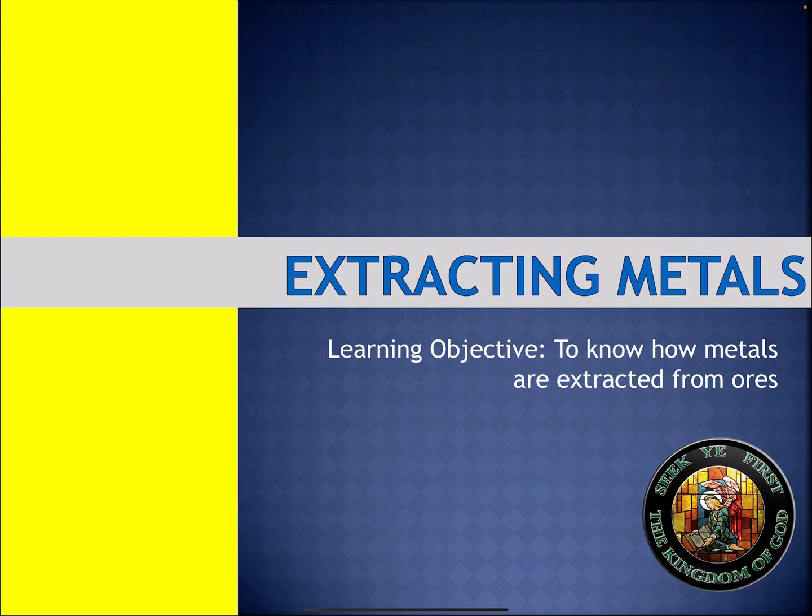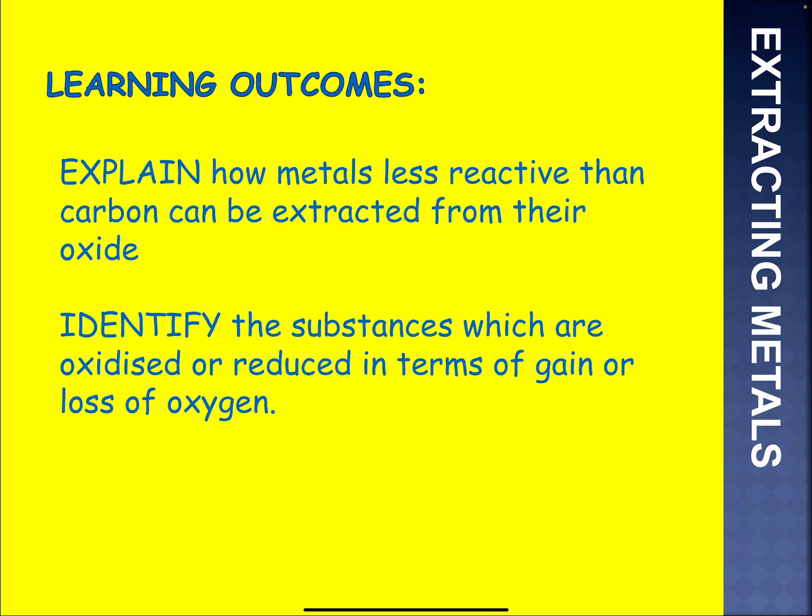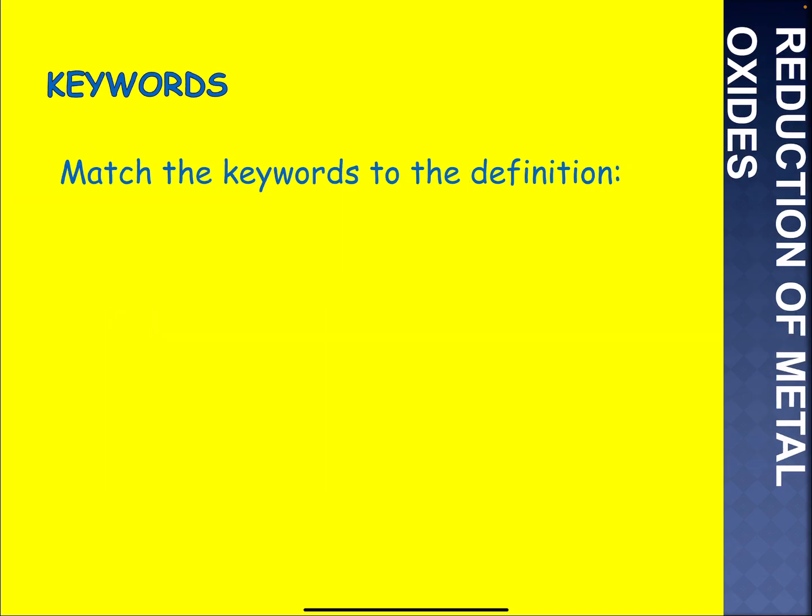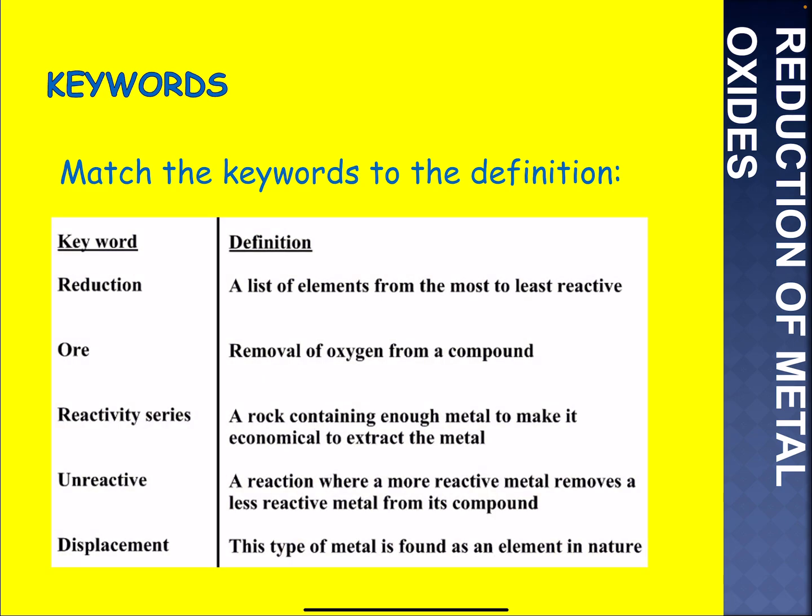So, to know how metals are extracted from their ores. Learning outcomes: explain how metals less reactive than carbon can be extracted from their oxide. This is the main one we're going to take a look at today. You have done this before. So, here are some keywords. I want you to pause the video here and match the keywords to the definition.